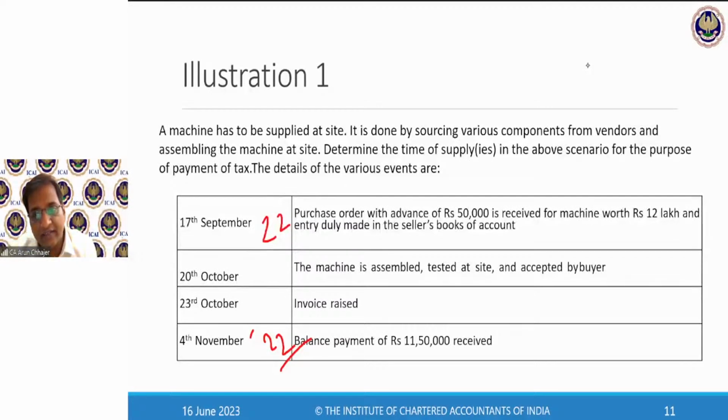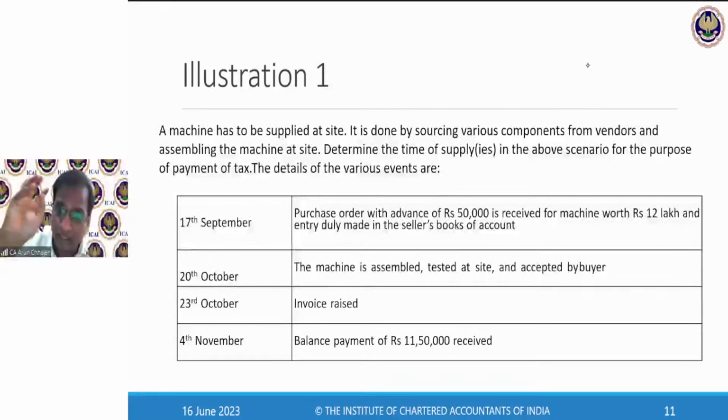Please give the answer whether the date of payment is relevant in this case. The answer is no. By notification 66, dated 15th November 2017, the date on which the amount is received is not to be considered in the case of the regular category of taxpayer. It is not relevant. Now, if it is not relevant, then what are the two dates? The date of invoice and the last date on which the invoice is required to be issued. The date of invoice is clear to all, 23rd October.